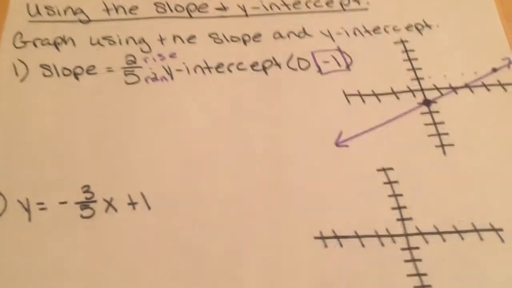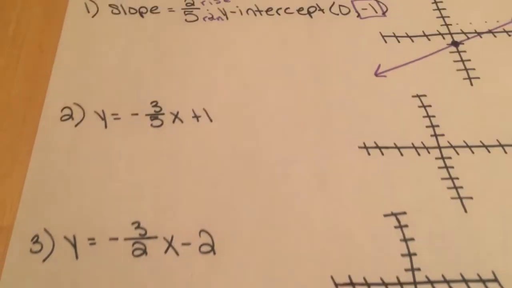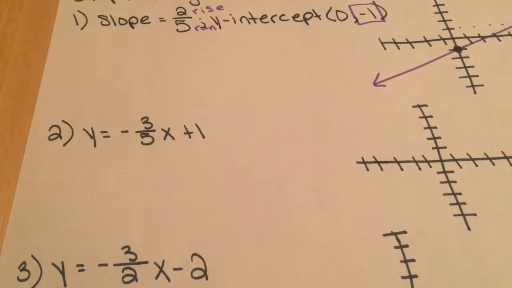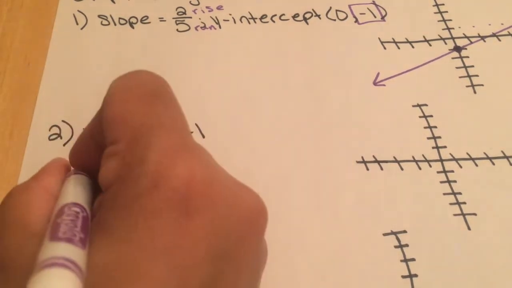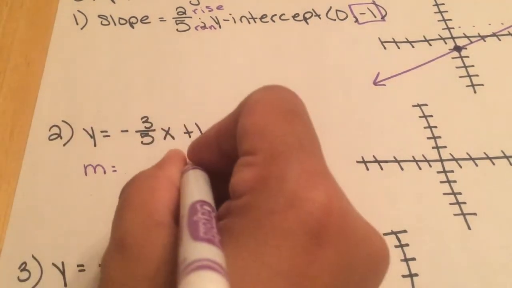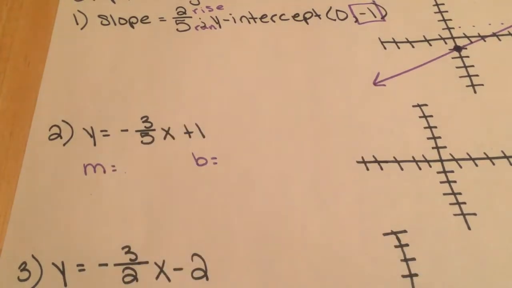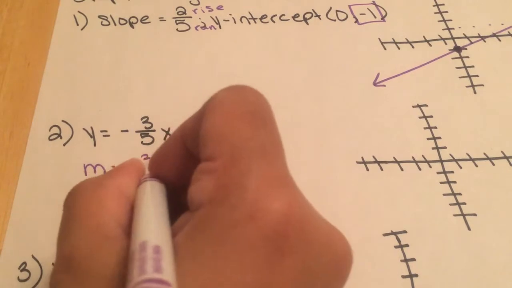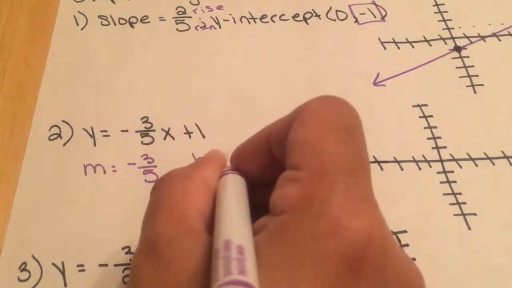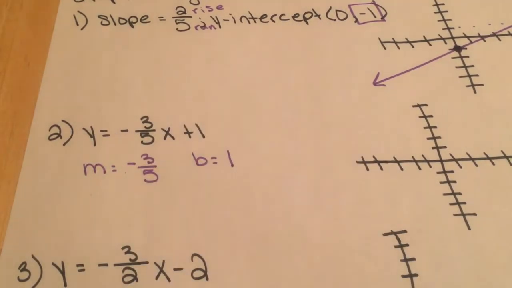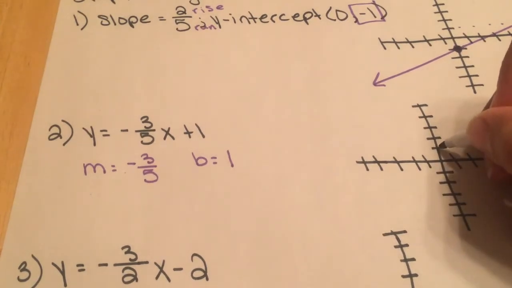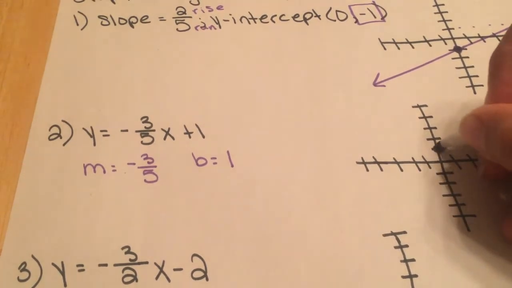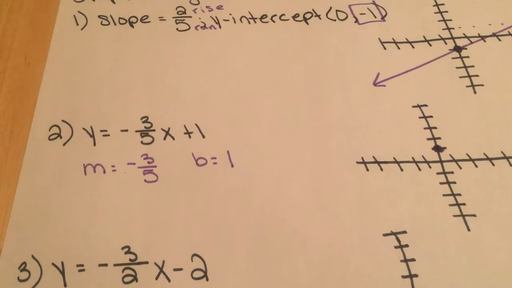Hopefully that was pretty easy. If we look at number 2, a little bit trickier. Why? Well, it's written in the equation. We don't have the given slope and the y-intercept for us. So we have to find those. So the first thing I want to do is find those 2 pieces of information. Told you they were the most important. So our slope we know is -3/5, and our y-intercept is going to be 1. So I'm definitely okay with graphing my beginning point here at 1 along my y-axis.